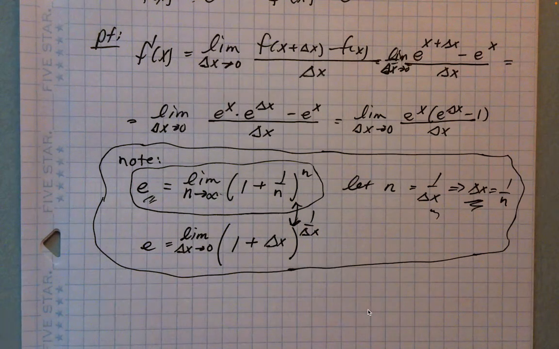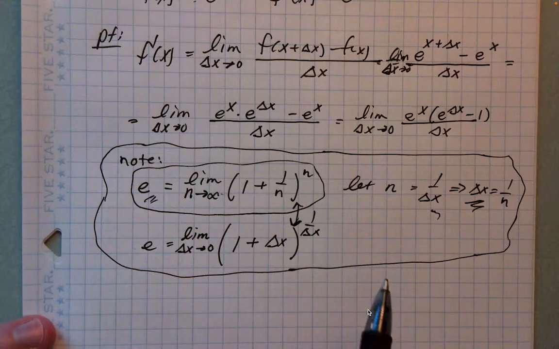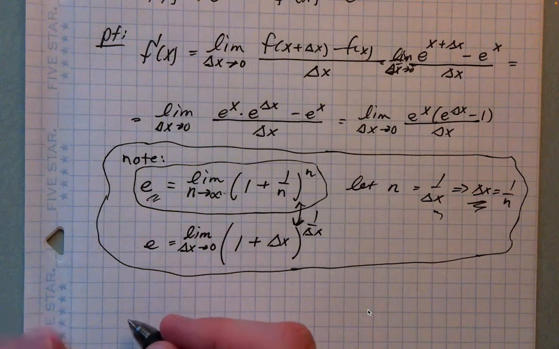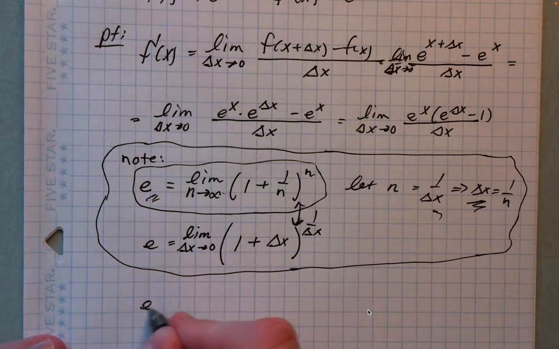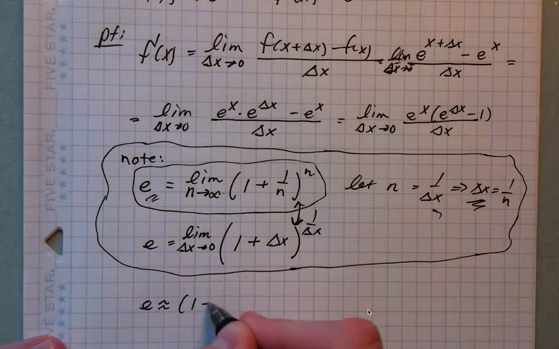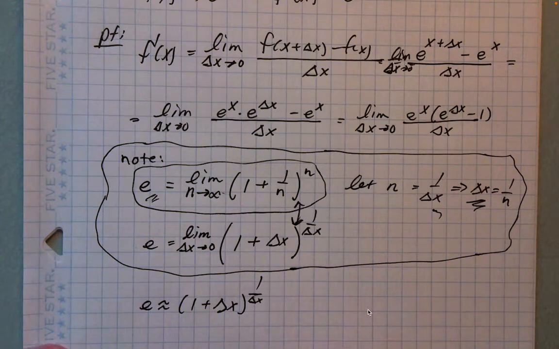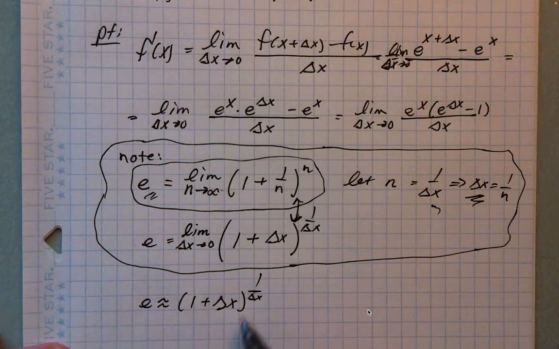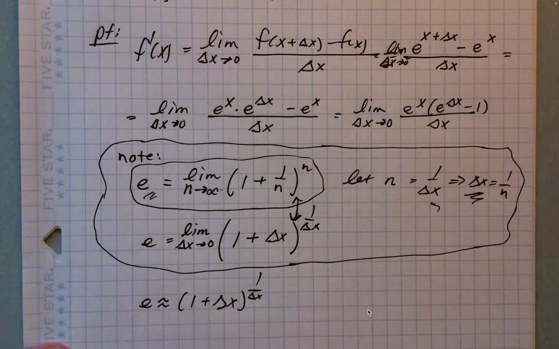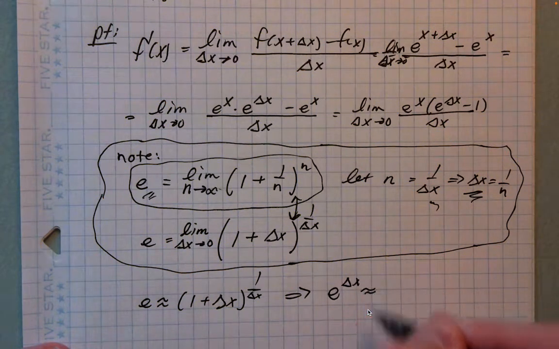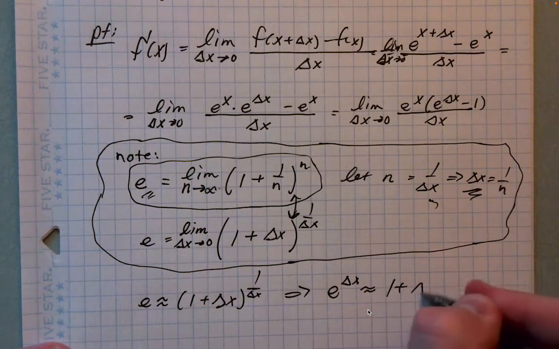So what does this mean? When delta x is sufficiently small, this implies that e is approximately 1 plus delta x to the 1 over delta x. For small values of delta x, this is roughly true. This is going to imply that we can exponentiate both sides by delta x, so e to the delta x is approximately equal to 1 plus delta x.